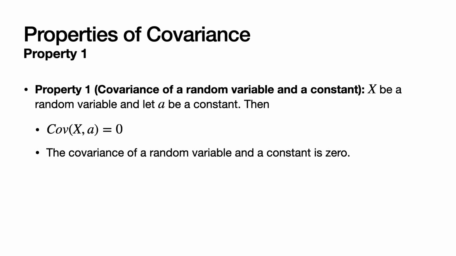So we have defined covariance, and we've seen an additional formula that we can use to calculate covariance. Now let's look at some properties of covariance. Property 1, which we can describe as the covariance of a random variable and a constant, is as follows. Let X be a random variable and let a be a constant. Then the covariance of the random variable X and the constant a is equal to 0. This is true for any random variable X and any constant a. What this is saying in words is that the covariance of a random variable and a constant will always be equal to 0.